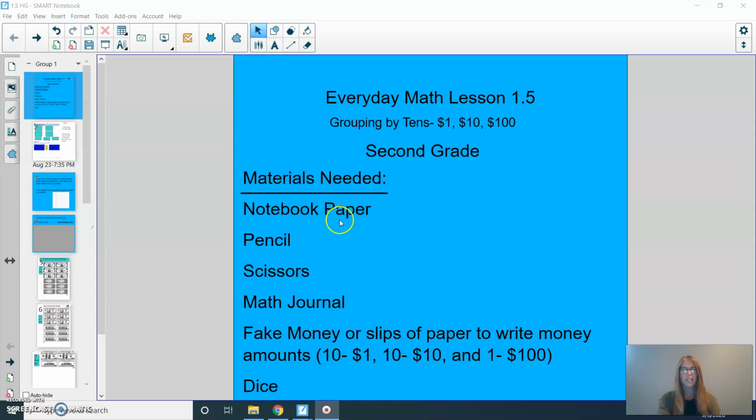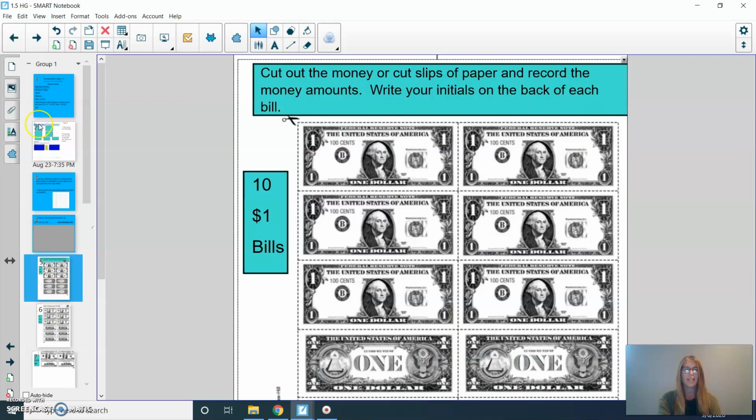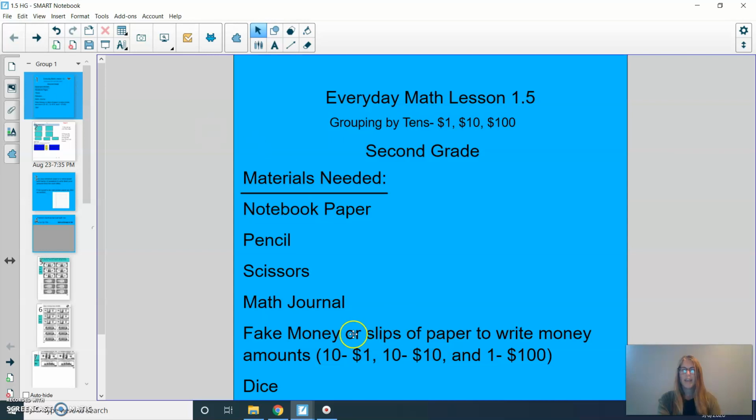The materials that you'll need: notebook paper, your pencil, scissors, your math journal, and then if you have fake money or the Math Master pages that look like this. If you don't have fake money and you don't have the Math Masters page, you could just use little slips of paper and make 10 of those slips of paper $1 bills, 10 of the slips of paper $10 bills, and one slip of paper a $100 bill. And then you'll also need dice or just one die. Let's get started.